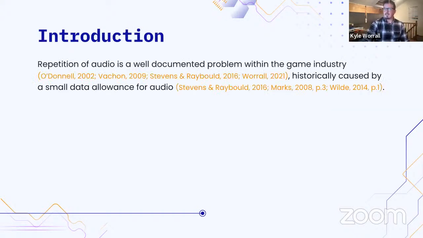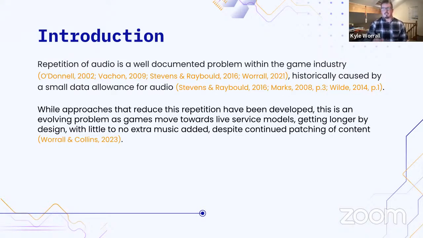So without much further ado, I got really interested in doing a PhD when I learned about music generation for games, because repetition of audio is a very well documented problem in games. Historically, this comes from a lack of data allowance, but there are other reasons, and that's one of the really big ones. While we have a lot of approaches that reduce repetition, it is an evolving problem, because a lot of games are moving towards live services instead of just being: we make the game, you buy the game, and that's it. There are a lot of games that come out in seasons or expansions, where every 3 months more content comes out. So games are getting longer and longer by design.